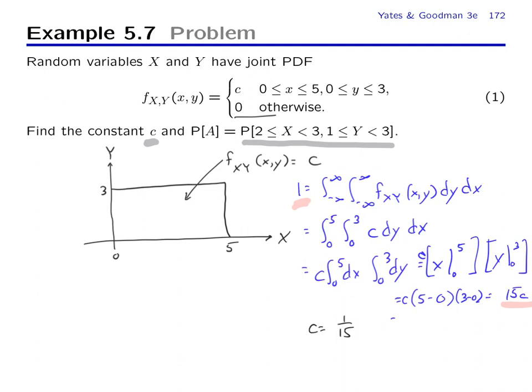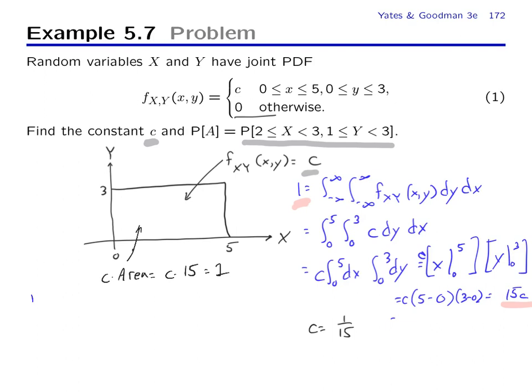Frankly, all of this calculus wasn't really necessary because when we know that a density is constant over an area, then we know that the integral over that area of the density is going to be equal to c times the area. In this case, it's going to be c times 15, and that is to integrate to 1.